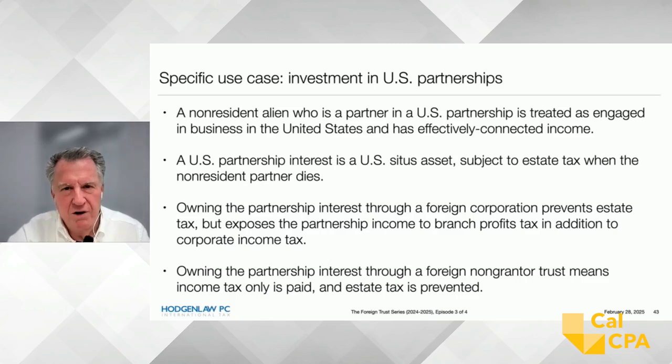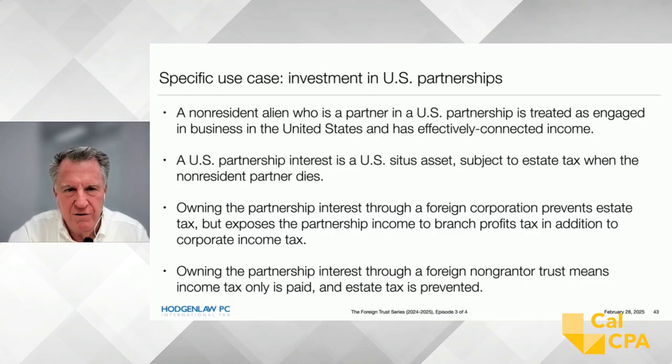And you can have the partner be a foreign corporation instead of an individual, but there you have a risk that the partnership income will pass through to the foreign corporation and be taxed at 21% corporate income tax rates, and also the branch profits tax rate of an additional 30% on top. And in addition, this is going to create a world of complexity for the partnership in terms of withholding and reporting, and they just generally may not like it.